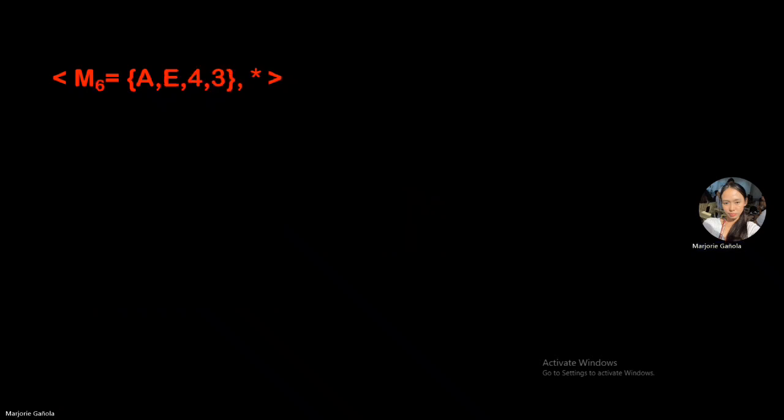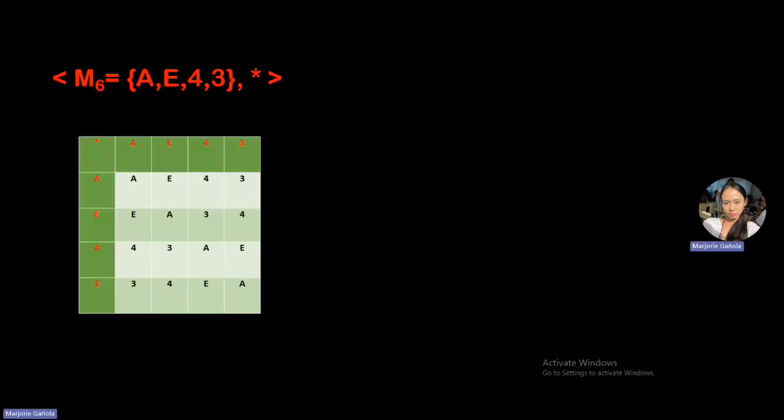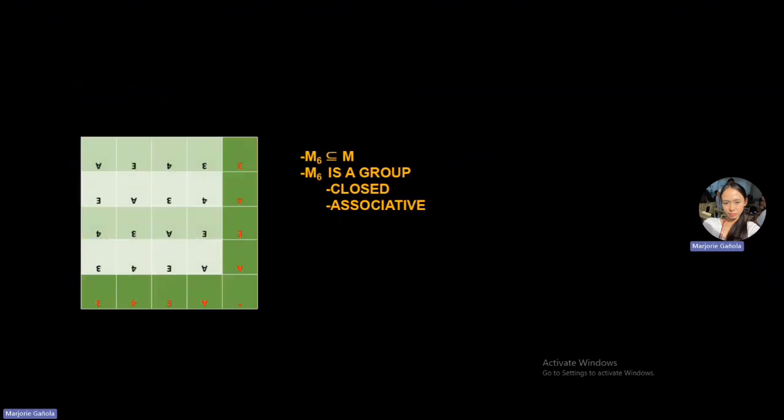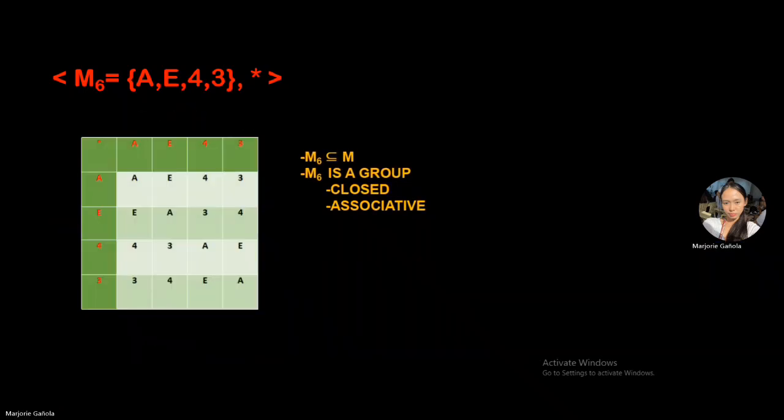M sub 6 is also isomorphic to M sub 4 and M sub 5, so it is indeed a subset of M. It is a group because it is closed. As you can see, the elements inside the table are closed under the elements of M sub 6. It is associative because if we flip the table 180 degrees and interchange the columns and rows, the table or the elements inside will still look the same as the original.